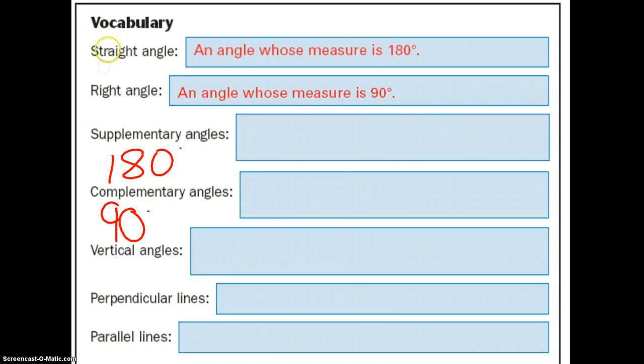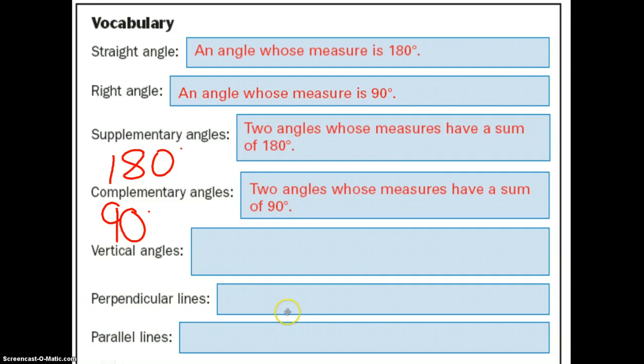A straight angle is just a straight line. A right angle is a right line, like an L. Supplementary angles are two angles whose measures have a sum of 180 degrees. Complementary angles have a sum of 90 degrees.